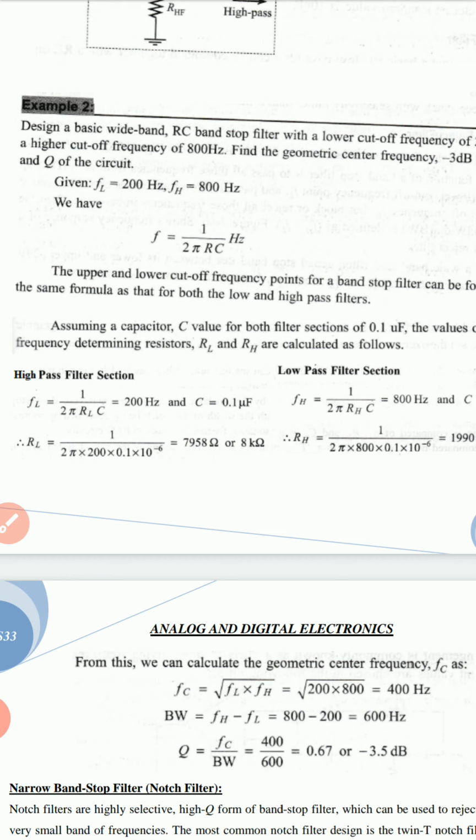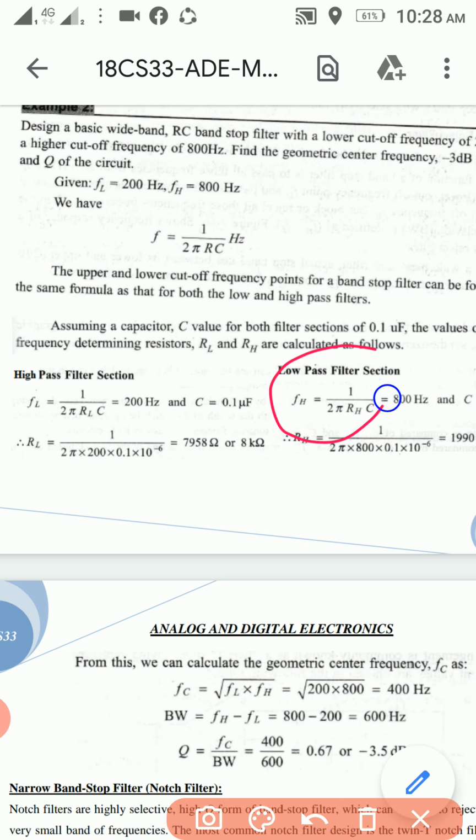So for the high pass filter section, the formula is FL is equal to 1 by 2 pi RLC. And for the low pass filter section, FH is equal to 1 by 2 pi RHC.